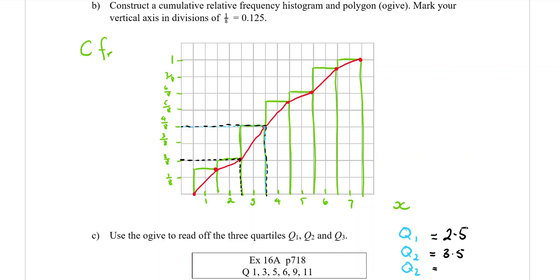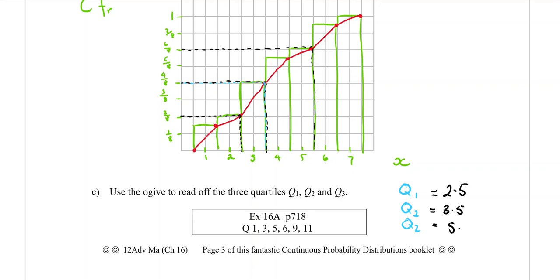Where is my last line going to be drawn up here? For the upper, the 6/8, that's right. Come across and down. And so my Q3 is 5.5. And that's all you need to do for 16A.